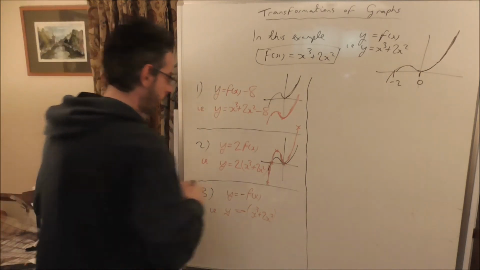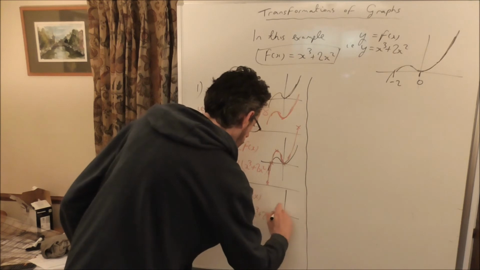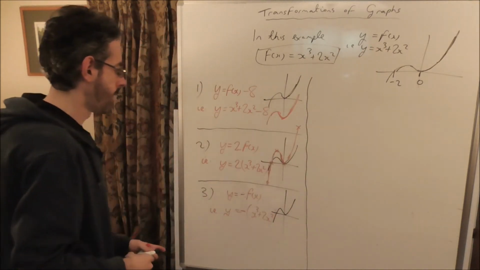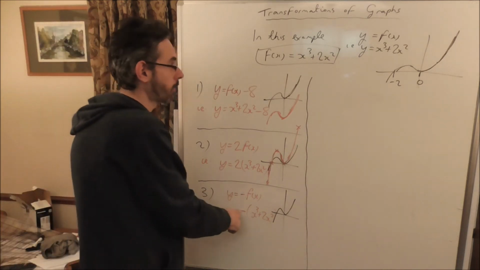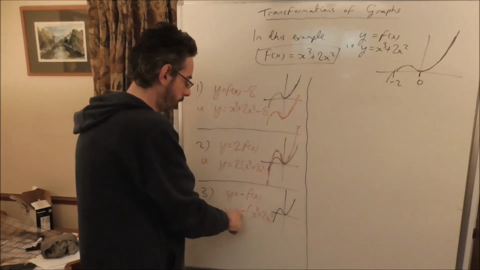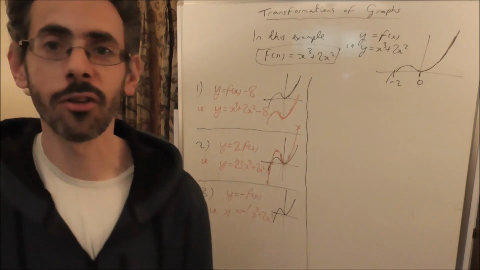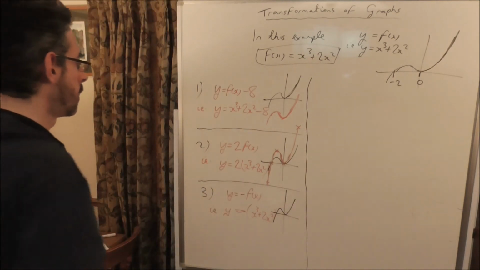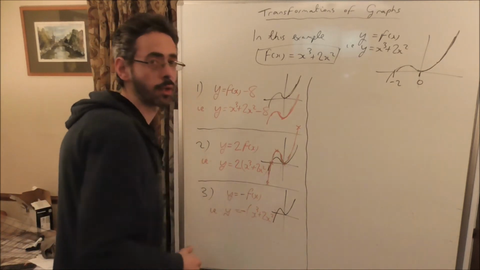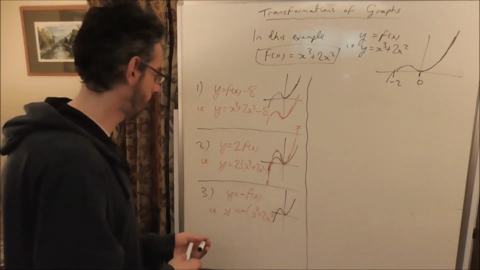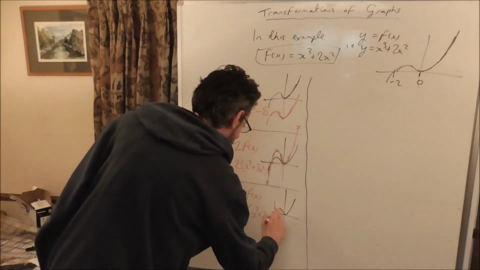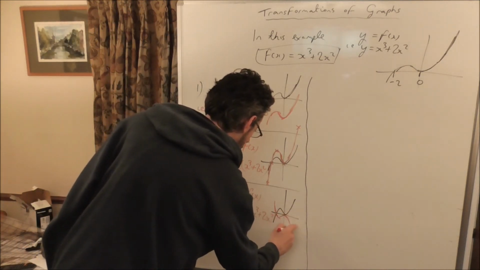So I'll draw the original graph again. So that's y equals f of x, this graph over here. And if you stick a minus sign in front of this expression, what effect is that going to have on the position of the graph? Well, sticking a minus sign in front of the whole thing is going to reflect it vertically. So it's just going to reflect in the x-axis. So it's going to be a vertical reflection, and it's going to look something like that.